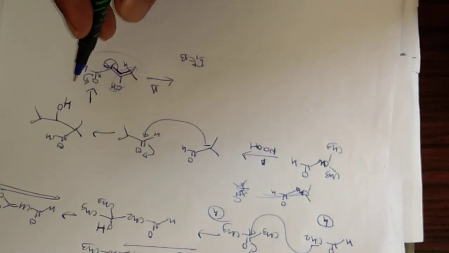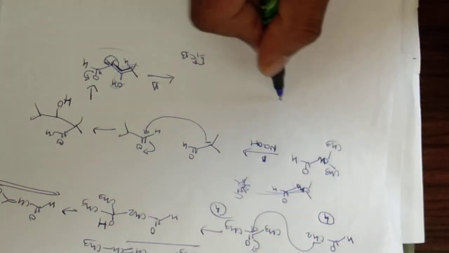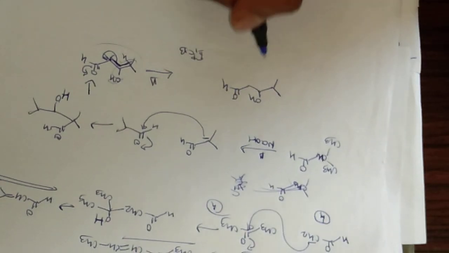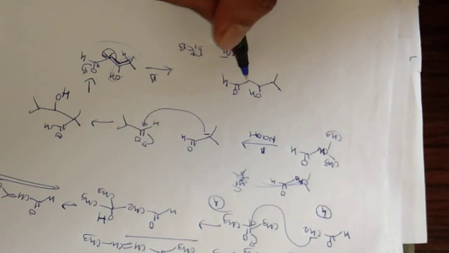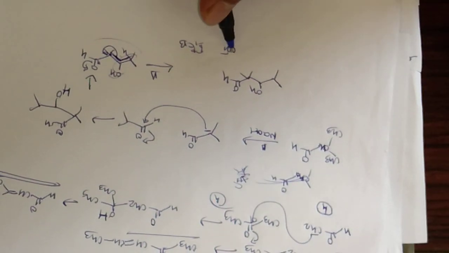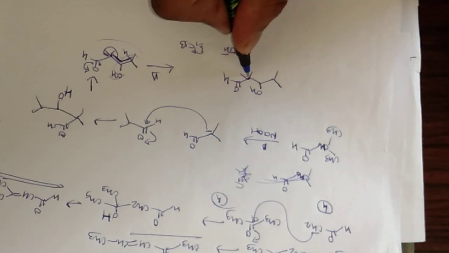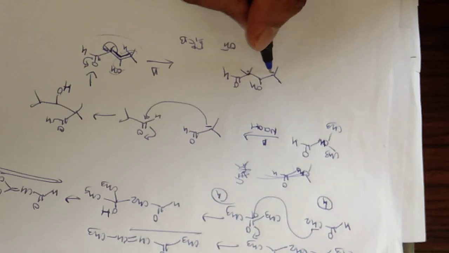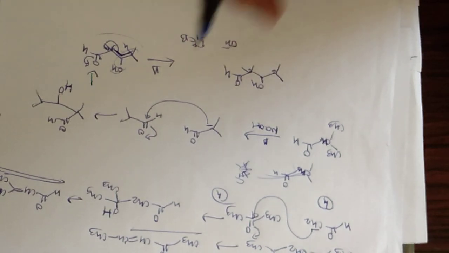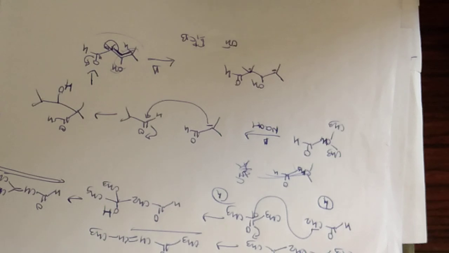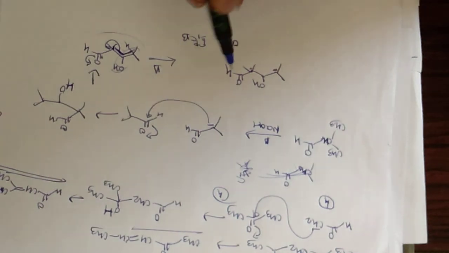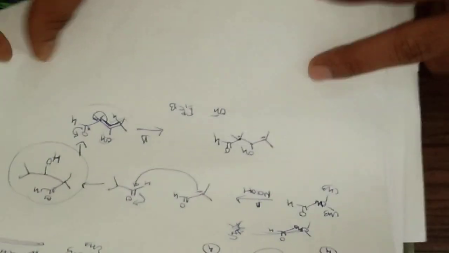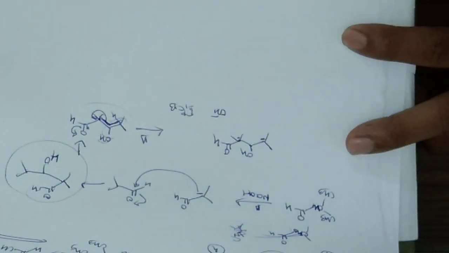E1CB mechanism, let me write it again here. The base will take a proton from here, and this negative charge is well stabilized by the carbonyl carbon. But if the base takes the proton from here, this negative charge is not stable, therefore it will not go through the E1CB mechanism and no dehydration will occur. So here dehydration will not occur. You should remember this case.